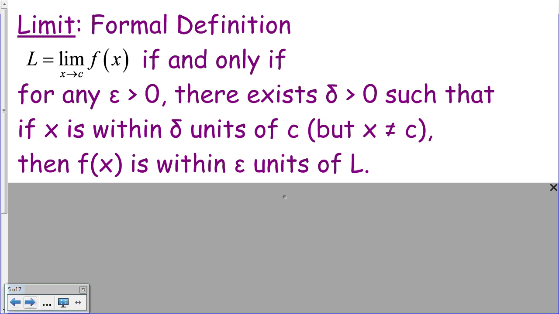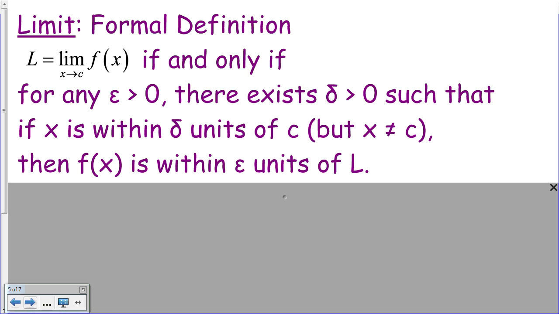Here's the formal definition. It says, L is the limit as x approaches c of f of x, if and only if the following happens. For any epsilon greater than 0, that's the lowercase Greek letter epsilon, which is going to be a small number, there exists a delta greater than 0. That's the lowercase Greek letter delta. You'll recall the uppercase Greek letter delta is the triangle. It looks like a little triangle.